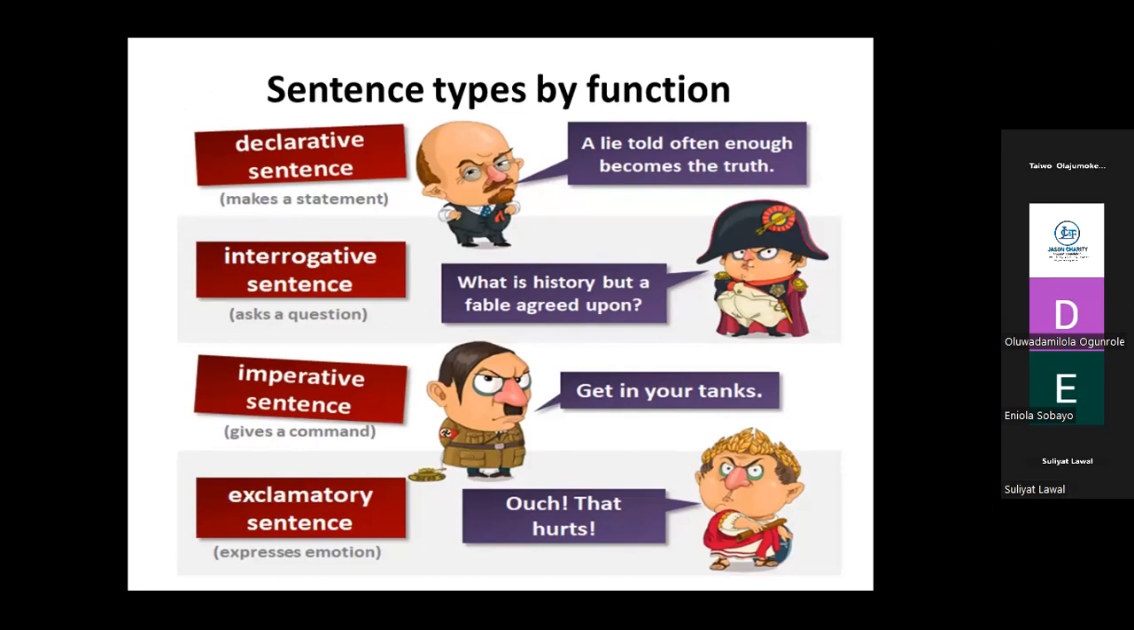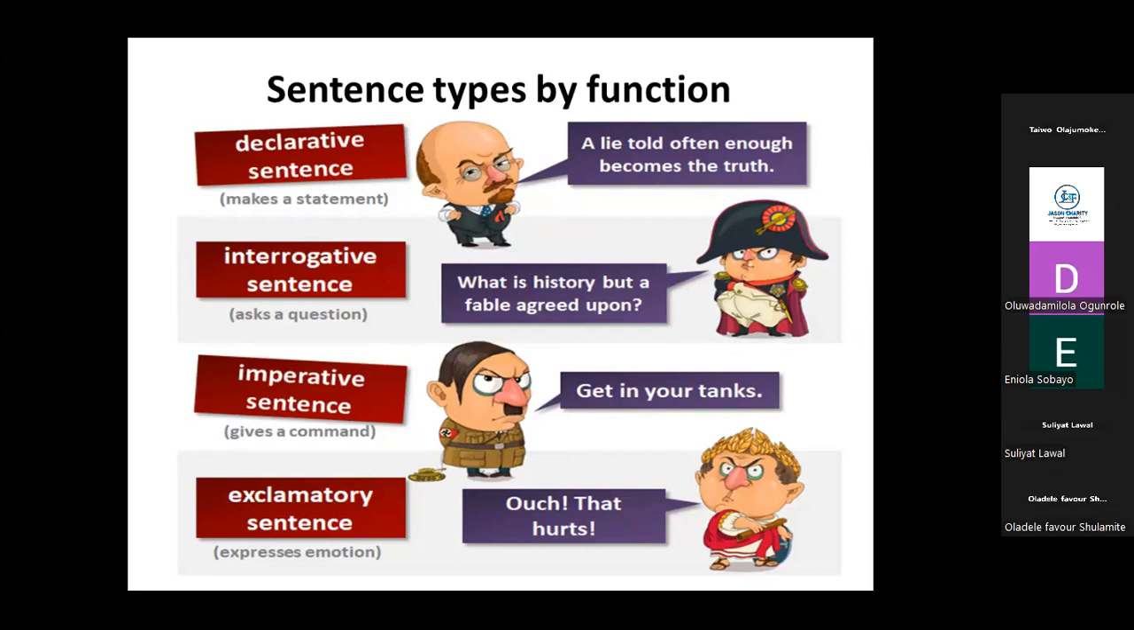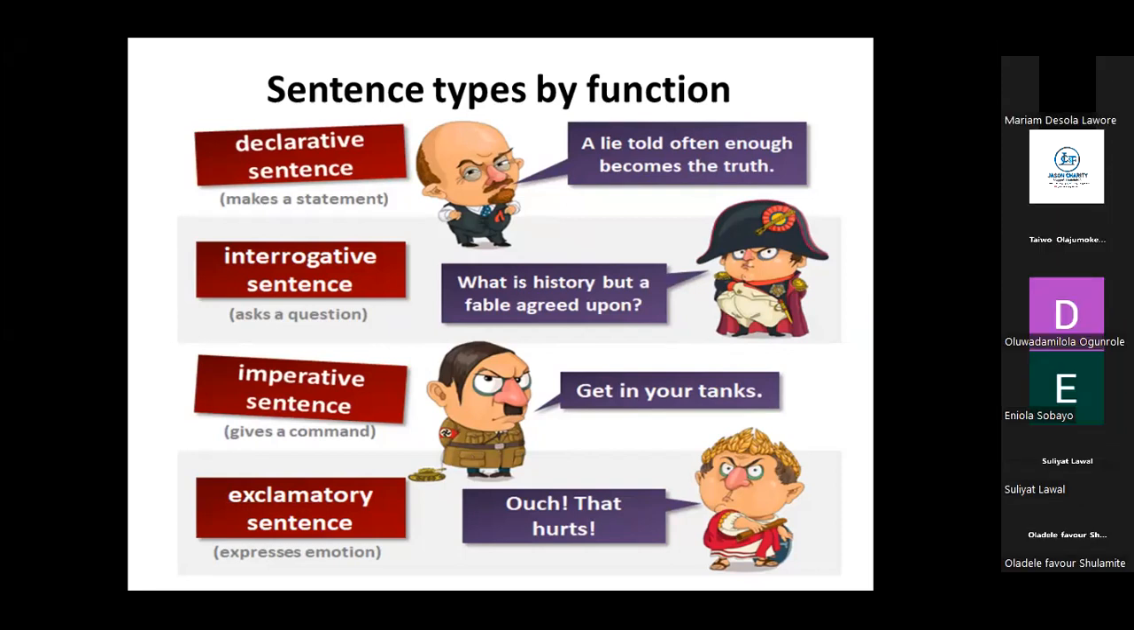The second one is the interrogative sentence, when you use a sentence to ask a question. The third one is the imperative sentence, when you use a sentence to give a command. And the last one is an exclamatory sentence, when you use a sentence to express emotions. So these are the 4 functions that our sentences can carry out. You can use a sentence to carry out a command. You can use it to express an emotion. You can use it to make a statement, and you can use it to ask a question.